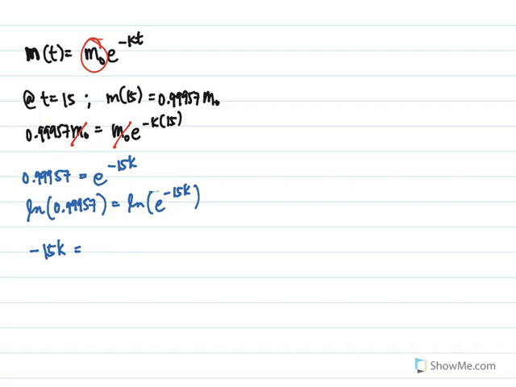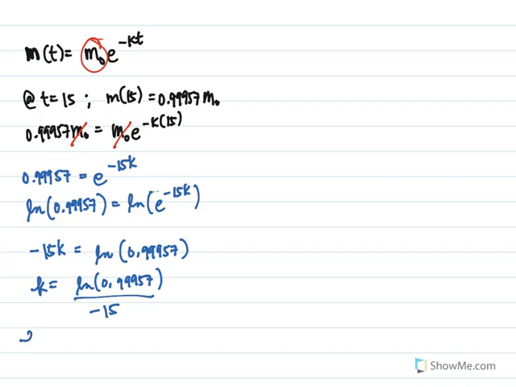Negative 15k equals ln of 0.99957. Palit lang natin ng side. So we'll have k equals ln of 0.99957 all over negative 15. And that's around 2.86728 times 10 to the negative 5.